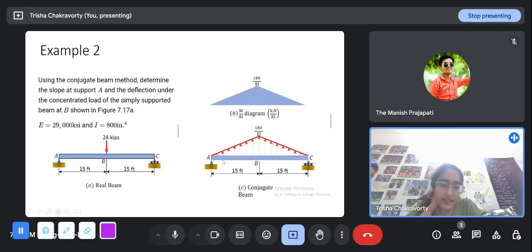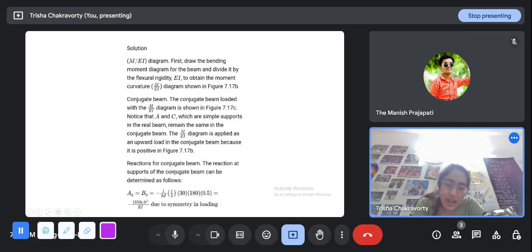So the total load is half into 30 into 180 by EI. As I said, the total magnitude of the force of a triangular loading is the area under that triangle. So the length is 30, the height is 180 by EI, and we have to multiply by a half because it is a triangle. So the force at each end will be half of that again. So half of 30 into 180 into half, and there is an EI here, 180 by EI, and it is negative since the loading is upward.